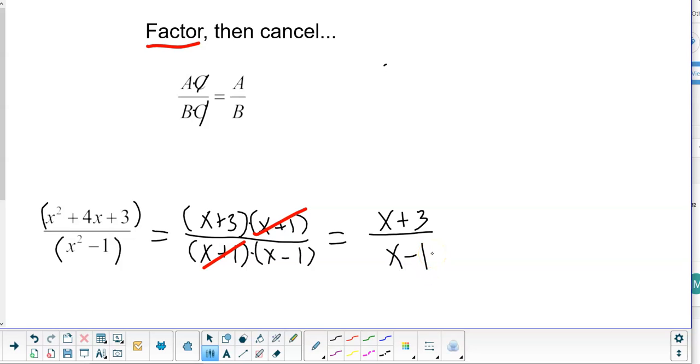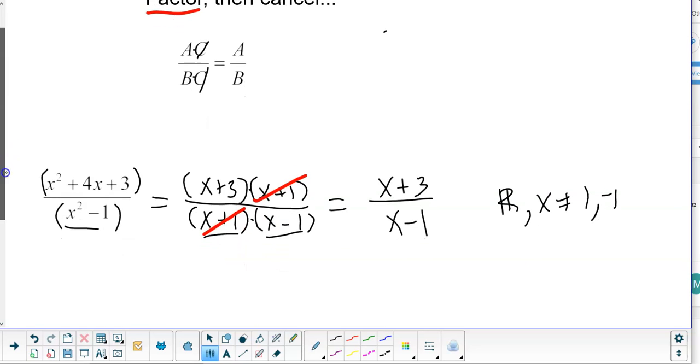If you wanted to mention the domain in your answer, in this case, the answer would be all reals, but x can't be 1 or -1, right? Because for each one of these, the denominator would be 0 in that case. Even though that cancels out, x still can't be -1 because the original problem is what you're really testing there. So you haven't canceled that yet.